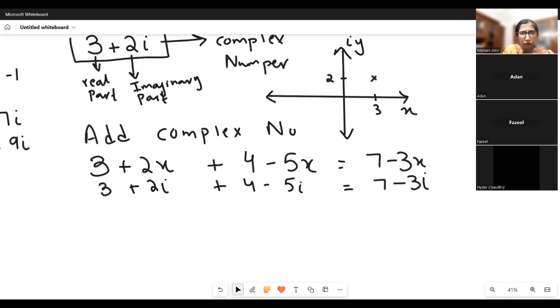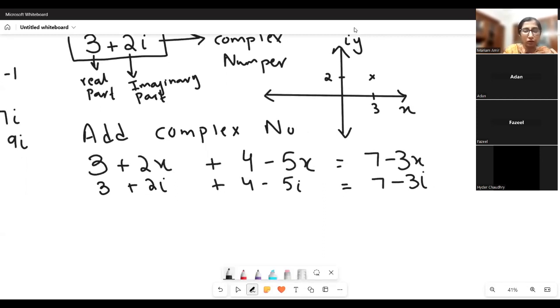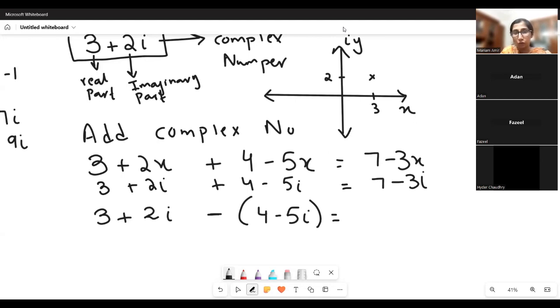Okay. Now let's talk about subtraction. Subtraction is also exactly the same as algebraic subtraction. 3 plus 2 iota minus bracket 4 minus 5 iota. So that would be 3 minus 4, which would be minus 1, and 2 iota minus 5 iota would be 7.